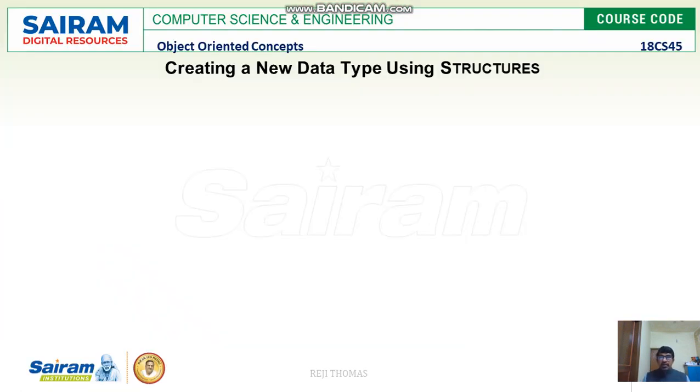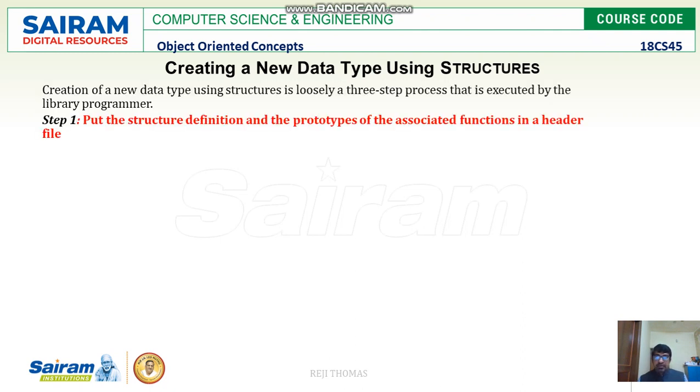Let us see how we can create a new data type. It takes three steps. First thing is, you have to create the structure definition and the prototypes associated with the functions and put it in a header file. So let us see how we can do it.